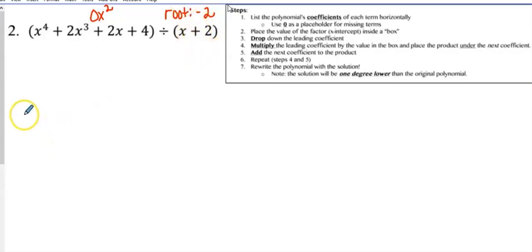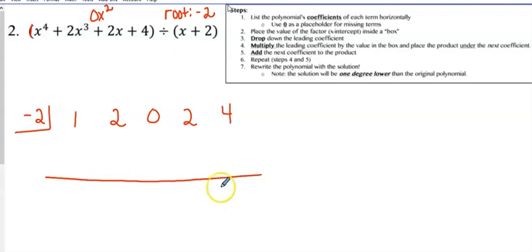So I'm going to put my -2 in this little box here, and then I'm going to start listing my coefficients. This coefficient is 1, so I'm going to list 1, list them in order, 2, 0, 2, and 4. Draw my line down here, and remember my last term that I get is going to be my remainder term. Okay, so always bring down the first coefficient. Bring down that 1, and then start multiplying.